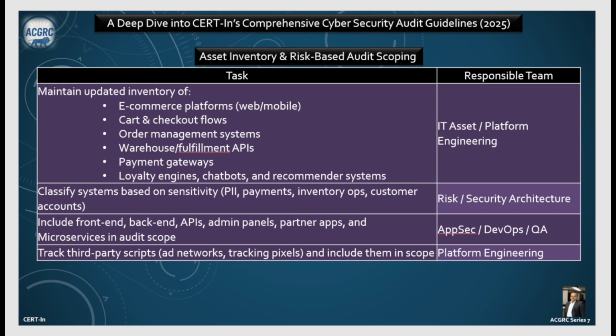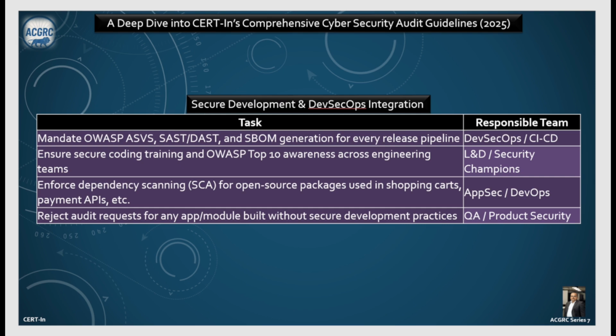Step 4 of this phase is to track your third party scripts and include them in your scope. Primarily should be driven by your platform engineering team. The next phase is to secure development and DevSecOps integration. In this, step 1 is to mandate the OWASP's SAST, DAST, SBOMs generations for every release pipeline. This should be driven by your DevSecOps and CI/CD teams.